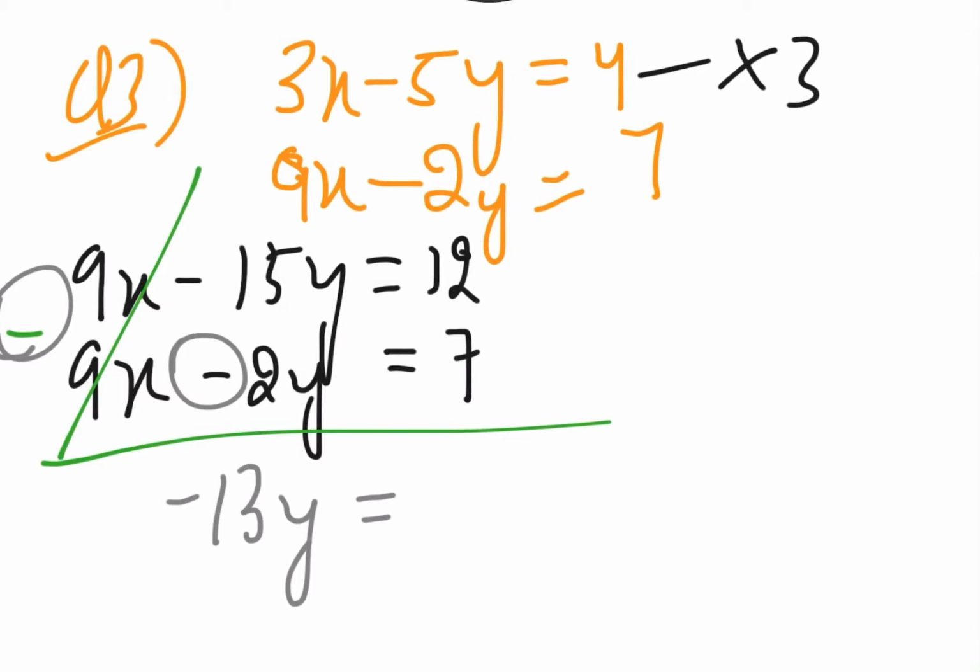Okay, is equal to 12 minus 7. Okay, 12 minus 7 is 5. So what is y equal to? Now this is a single equation in terms of y. We can directly solve it. Minus 5 by 13. That's my value of y.